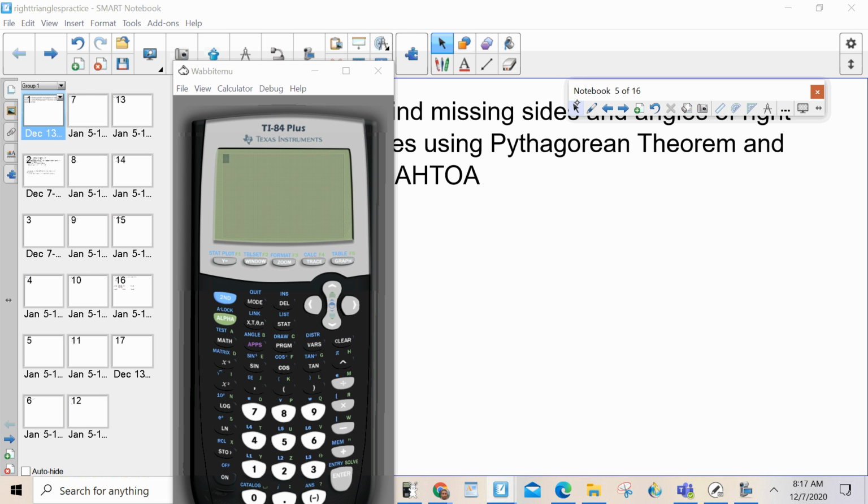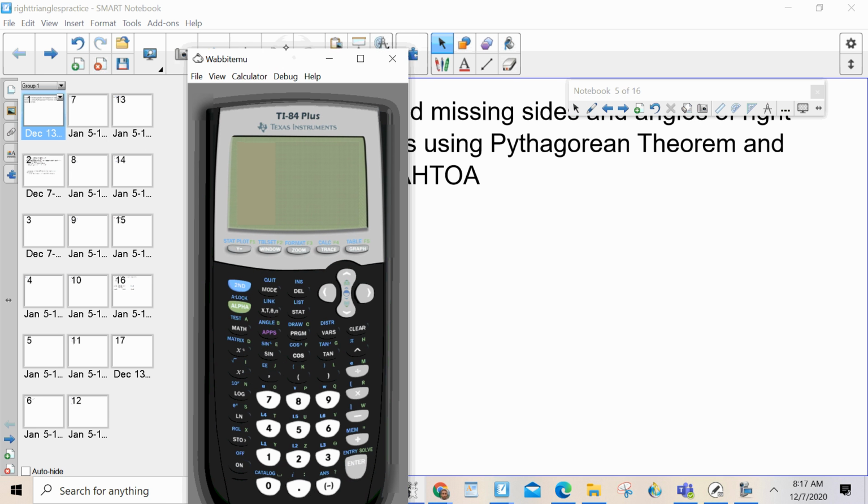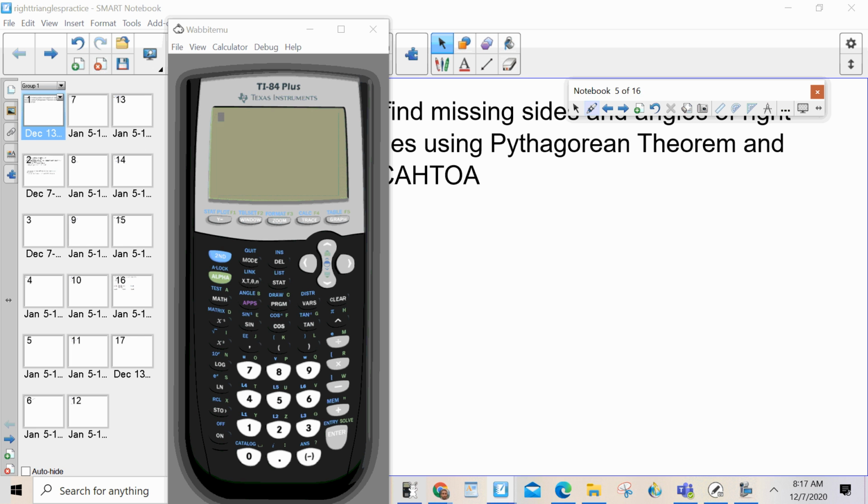you'll see sine, cosine, and tangent across the middle here. And then you'll see right above them inverse sine, inverse cosine, and inverse tan in blue. So if I want to type in regular sine, cosine, tan, I just hit the buttons. If you want to type in inverse sine, inverse cosine, inverse tan, then I utilize my second button.